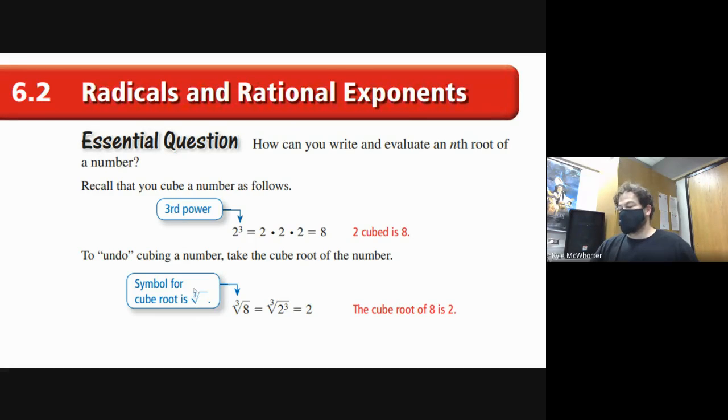The cube root symbol is basically a radical with a little 3. It's saying what number would you multiply by itself 3 times to get 8, or what number would you cube to get 8? So the cube root of 8 is 2 because 2 is the number that you cube to get 8.